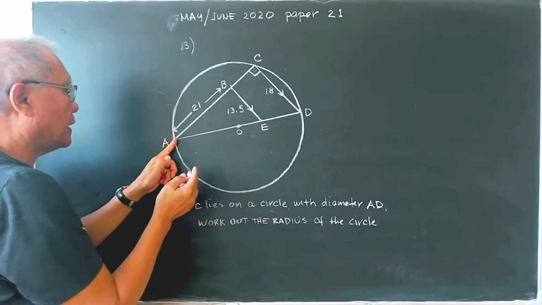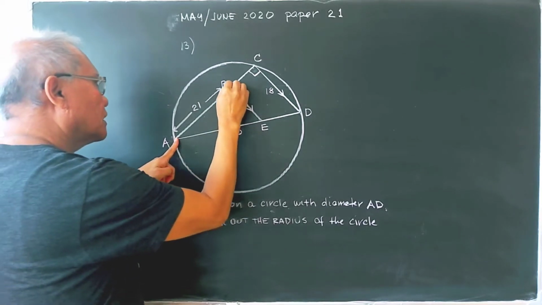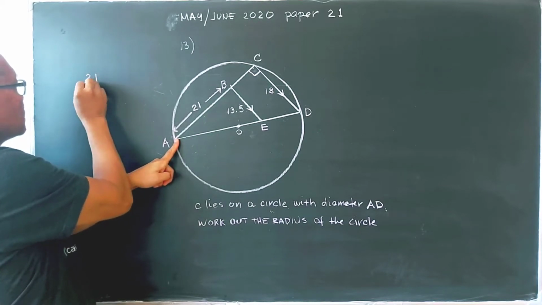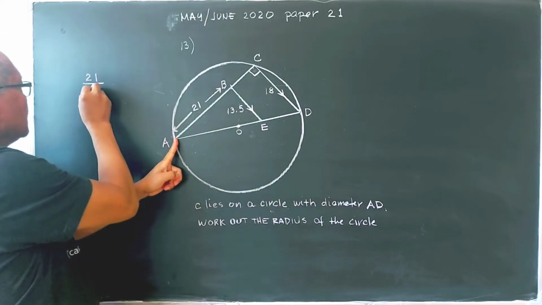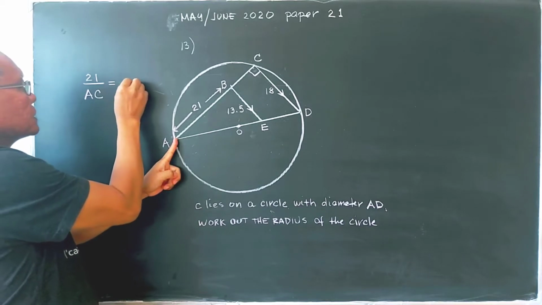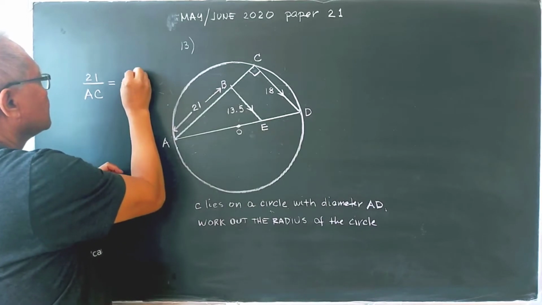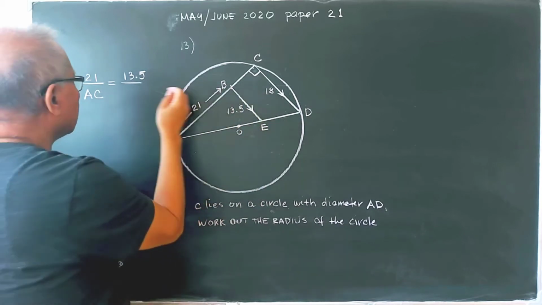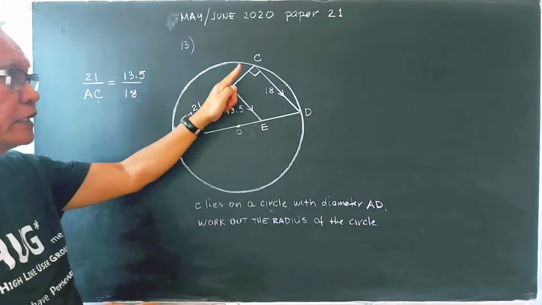From A, let's first have the shorter side. So you have 21 is to the long one, AC, short over long, equals. This one is short, so we start with the shorter side, 13.5, is to the longer side, this is 18. This is our equation to solve for side AC.